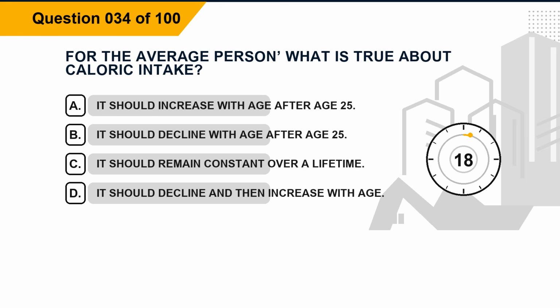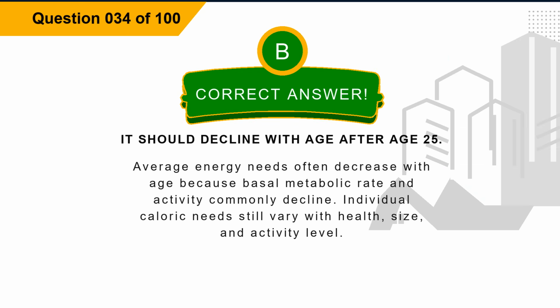Question 34. For the average person, what is true about caloric intake? Option A, it should increase with age after age 25. Option B, it should decline with age after age 25. Option C, it should remain constant over a lifetime. Option D, it should decline and then increase with age. The correct answer is option B. It should decline with age after age 25. Explanation. Average energy needs often decrease with age because basal metabolic rate and activity commonly decline. Individual caloric needs still vary with health, size, and activity level.